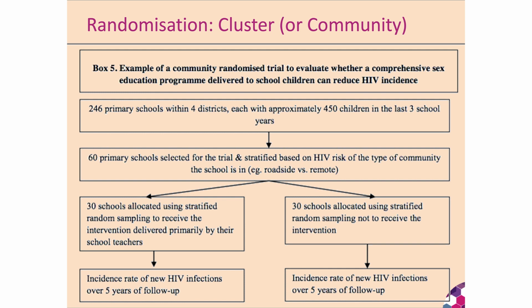So in this case, 30 schools using the stratified sampling approach receive the comprehensive sex education, and the other schools just continue with whatever sexual health education they were currently giving. And then they followed that up for 5 years and looked at how many new HIV infections were linked to the schools, and hopefully they would find that the comprehensive sex education program had a lower rate of new HIV infections compared to the 30 schools that did not get the intervention and were just using their standard sexual health program or no sexual health program.